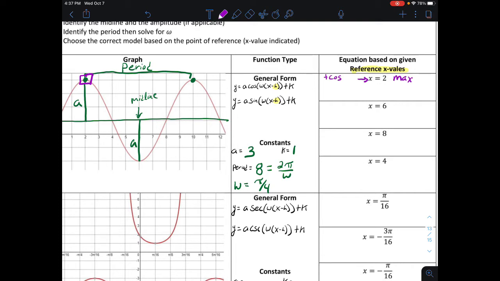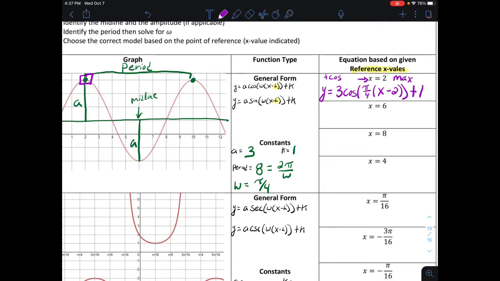So we're going to start plugging everything in. So our equation based on that reference point would be y equals positive a, so positive 3, cosine of w, pi over 4, times x minus h, well, h in this case is 2. And then on the very end, we have plus k, which is +1.